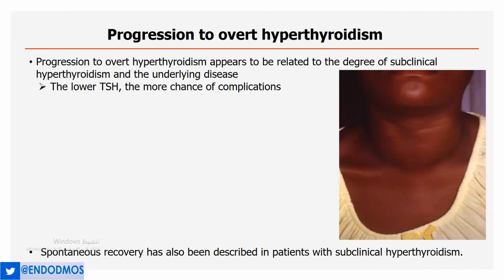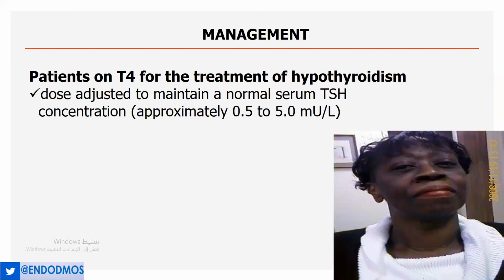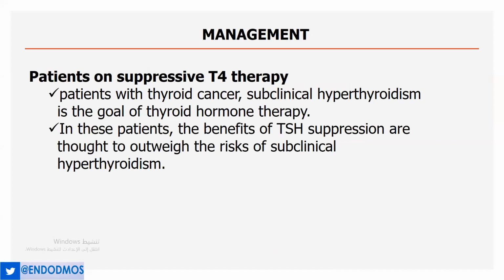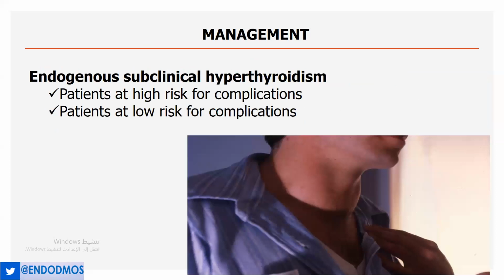Progression to overt hyperthyroidism appears to be related to the degree of subclinical hyperthyroidism and underlying disease. The lower the TSH, the more chance of complications. Patients on T4 replacement treatment for hypothyroidism have the dose adjusted to maintain normal serum TSH concentration between 0.5 and 5. Patients on suppressive T4 therapy, such as thyroid cancer patients, have subclinical hyperthyroidism as the goal of thyroid hormone therapy. In these patients, the benefit of TSH suppression is thought to outweigh the risk of subclinical hyperthyroidism.